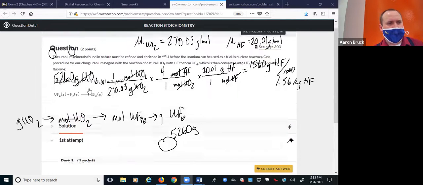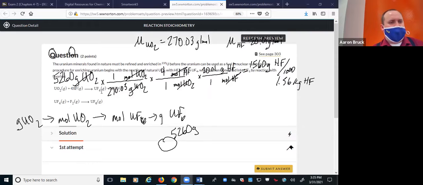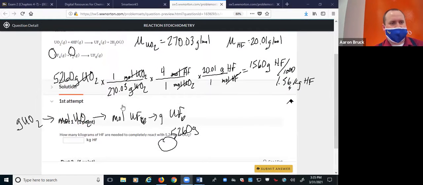Yes, so what happens is, if we were to add these two together, I know it's kind of obscured by the work here, what we would find is that the UF4 becomes more or less a de facto spectator ion. It gets canceled out because it's on both sides. That's what I was going to ask, if you just cancel out the spectator ion. Yeah, it's not quite the same thing.